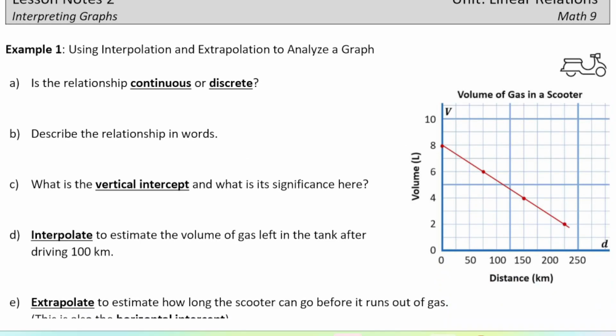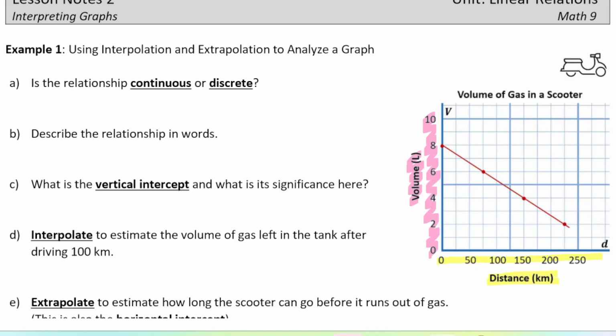So on the x-axis we have distance, and that's measured in kilometers. And then on the y-axis, we've got volume, and that's measured in liters. And we can see from the title of the graph that we're looking at the volume of gas in the scooter. So it looks like the volume of gas is decreasing over time. That makes sense because as you drive, you use up your gas, right? Okay, so let's answer the questions.